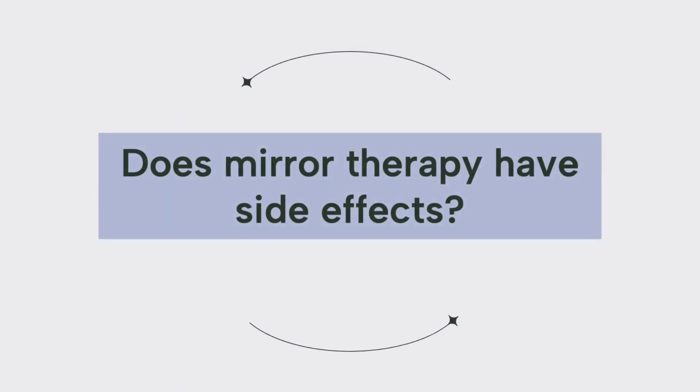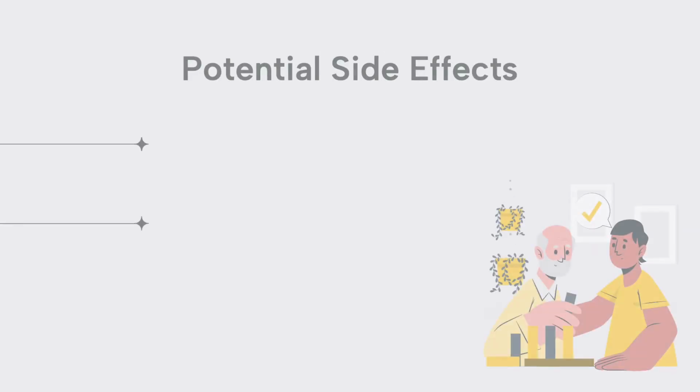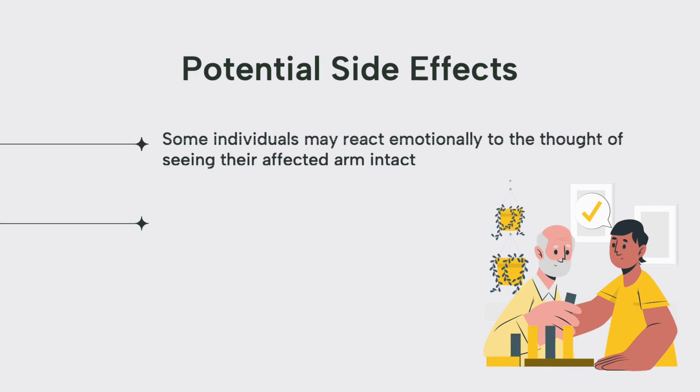Does mirror therapy have any side effects? As the individuals who engage in mirror therapy are often individuals with a stroke, some of them may react emotionally to the thought of seeing their affected arm intact. Be prepared for these reactions and approach your loved one with patience and understanding. Additionally, some patients may also experience dizziness or nausea when viewing the reflection. If this occurs, ask the individual to look away and focus on the unaffected arm until the unpleasant sensation dissipates.